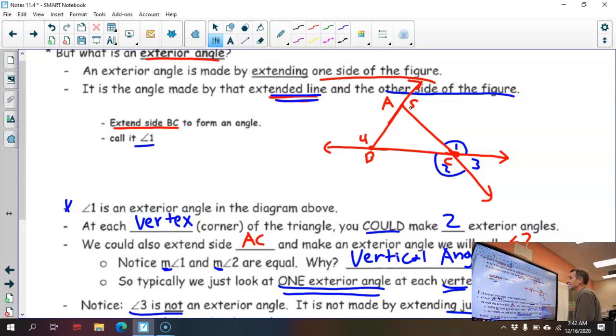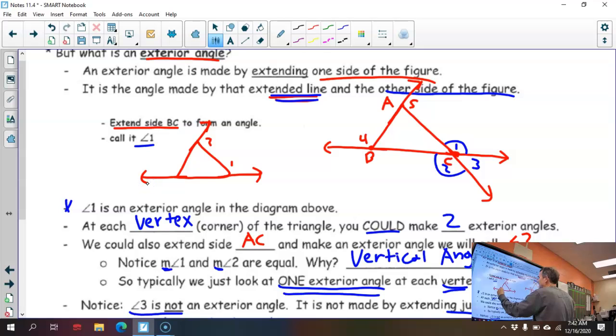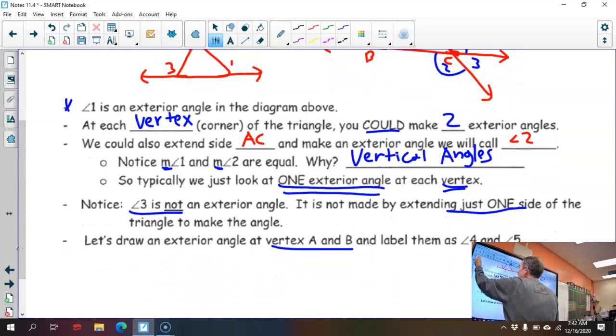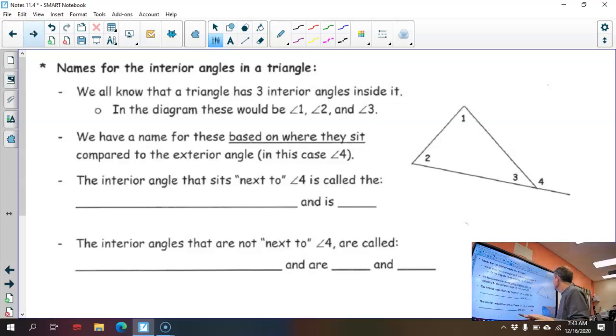All right, really easy, right? You don't need to do this, but look, you have a triangle, you extend one side, you extend another side, you extend another side. There are your 3 exterior angles. It's that easy. I think that takes care of that. So, hopefully now we know what an exterior angle is.